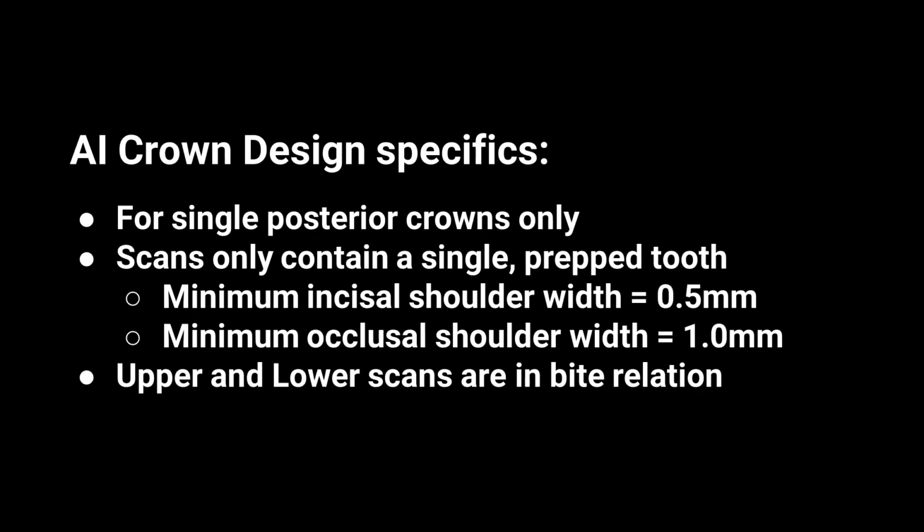The AI crown design specifics include: for single posterior crowns only, scans can only contain a single prep tooth, the minimum incisal shoulder width must be 0.5 millimeters, the minimum occlusal shoulder width must be at least 1 millimeter, and the upper and lower scans must be in bite relation.